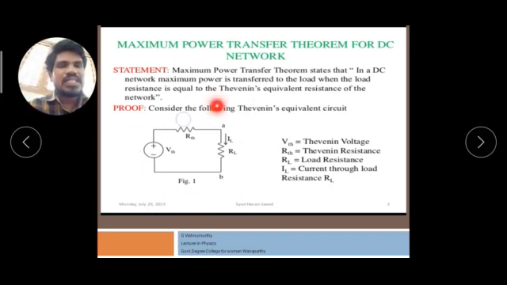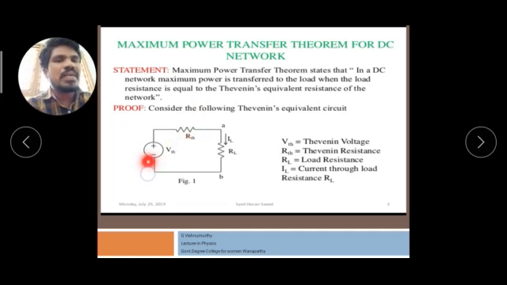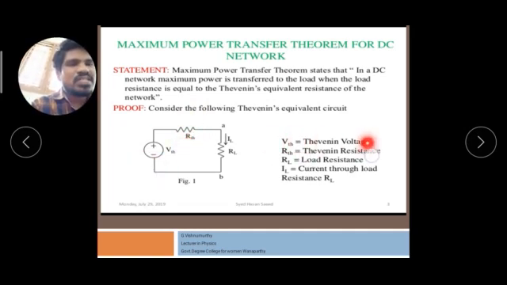Here we take a complex network, the Thevenin network, which we are showing here. VTH is called the Thevenin voltage, RTH is called the Thevenin resistance, IL is called the load current, and RL is called the load resistance across the AB terminals. This network is called the Thevenin network because RTH is in series with VTH. RL is the load resistance, and IL is the current through the load resistance RL.